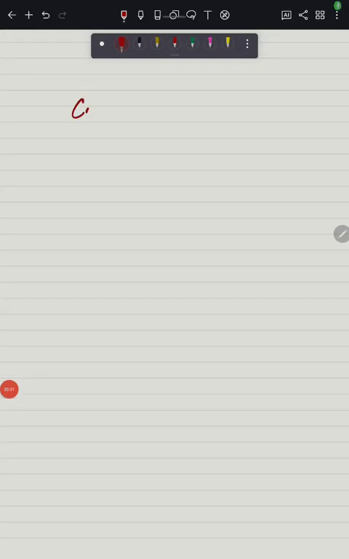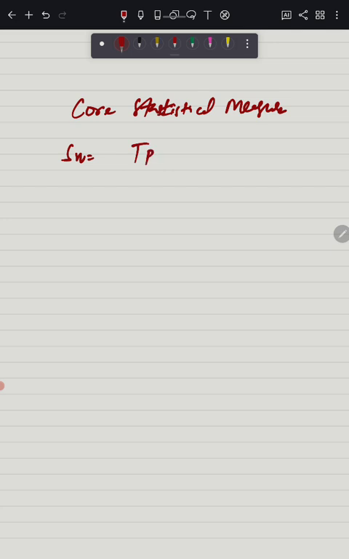Core statistical measures. One is sensitivity. It's the ability of the test to correctly identify those having the disease. The definition is true positive upon true positive plus false negative. Clinically it is good for screening tests, for example HIV ELISA and D-dimer. These are good screening tests.